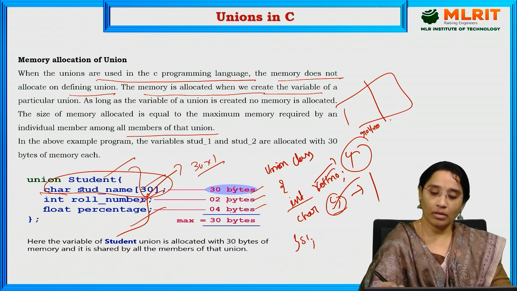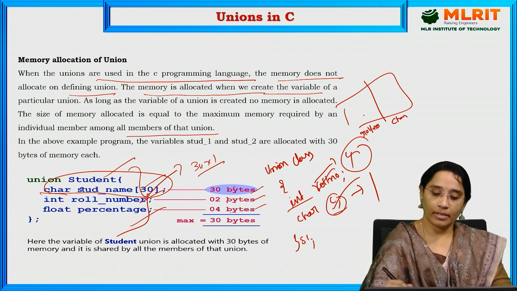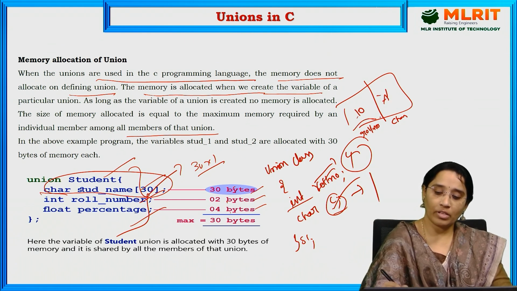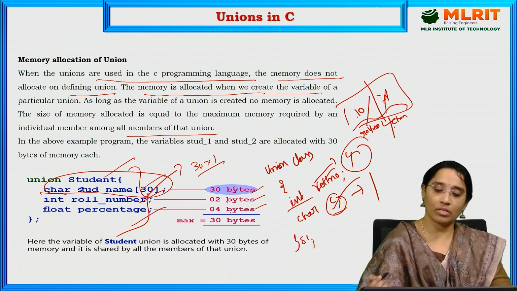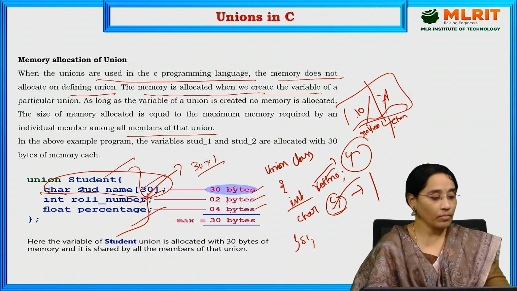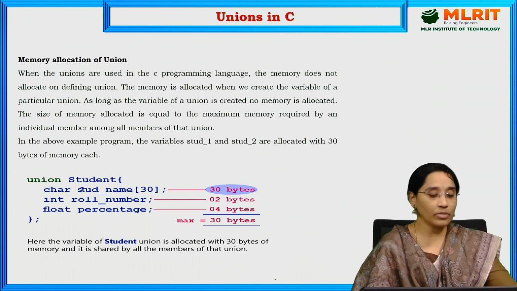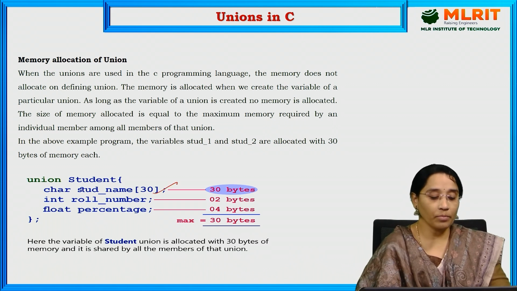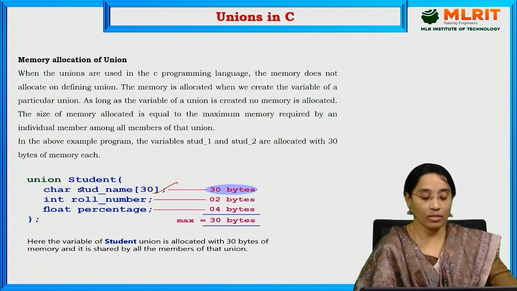Roll number, character. Suppose roll number 10, character A I am storing. So the highest data type is of 4 bytes, that is shared among these 2 members. So it all lies with the memory here. The maximum size among the data types will be allocated for all the data members of the union.